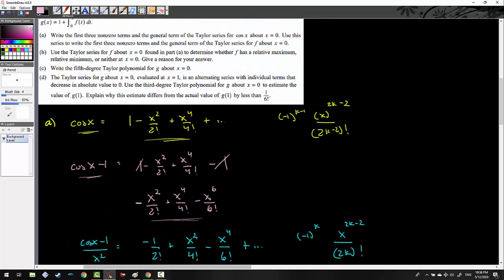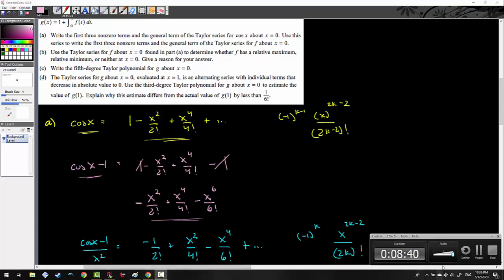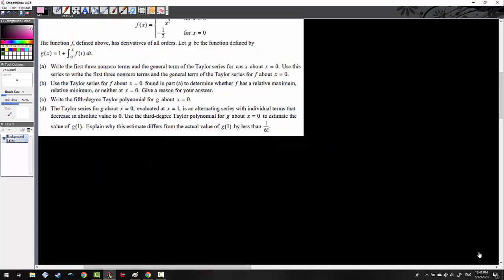Part C says, write the 5th degree Taylor polynomial about x equals 0. I'm going to need some space for this. I'm going to pause this real quick, and then we will come back. All right, let's take a look at C now that the board is all cleaned up. It says, write the 5th degree Taylor polynomial for g about x equals 0.